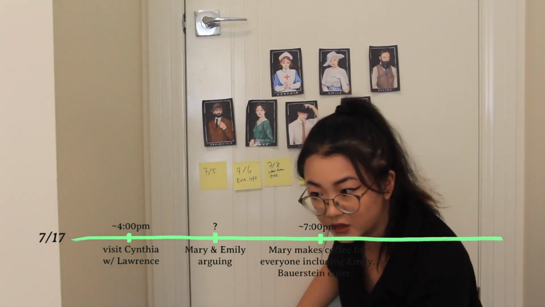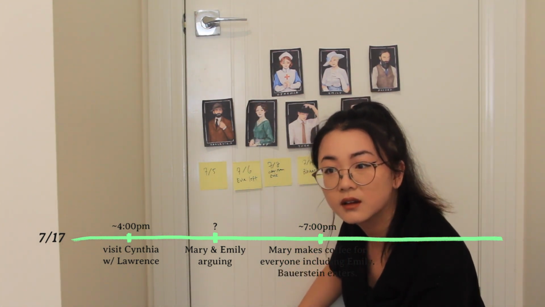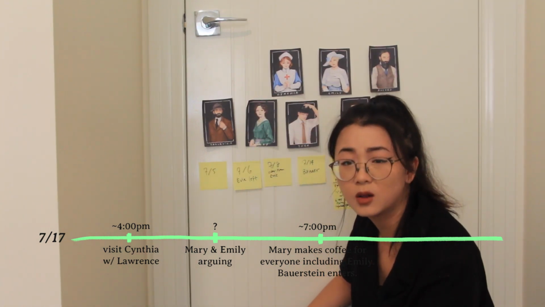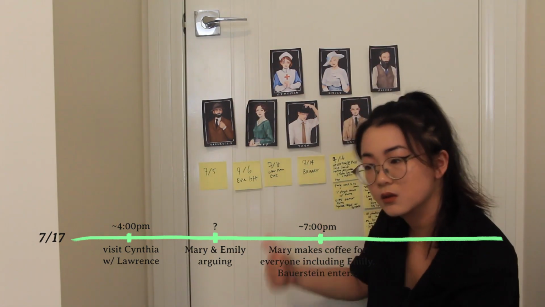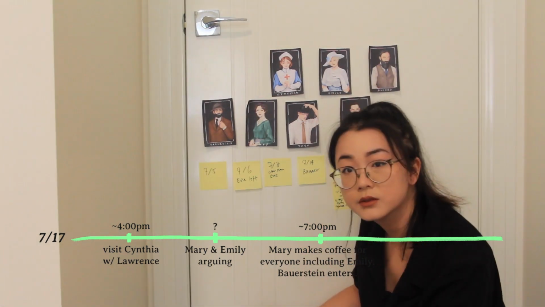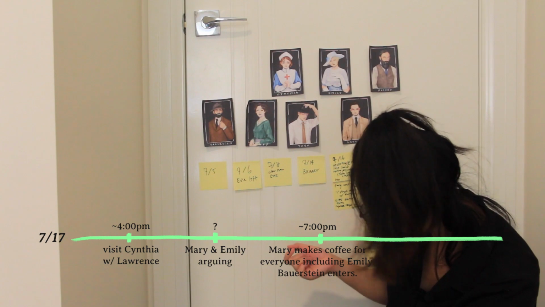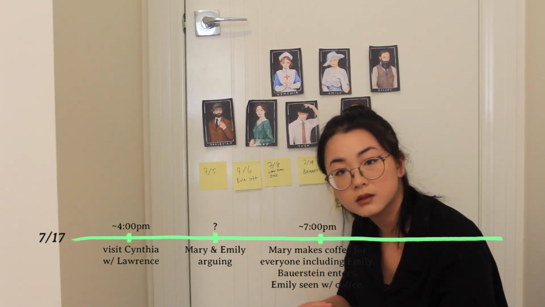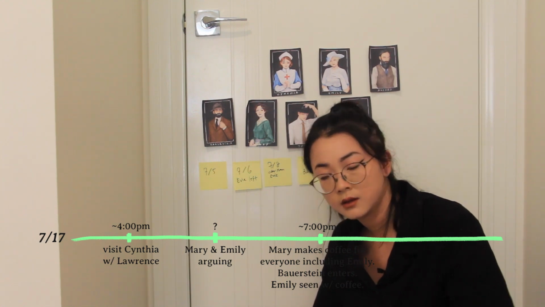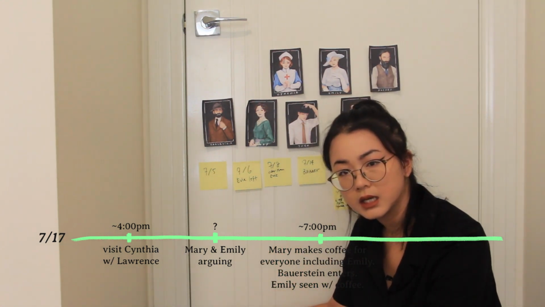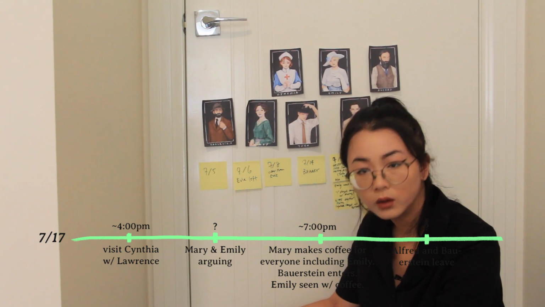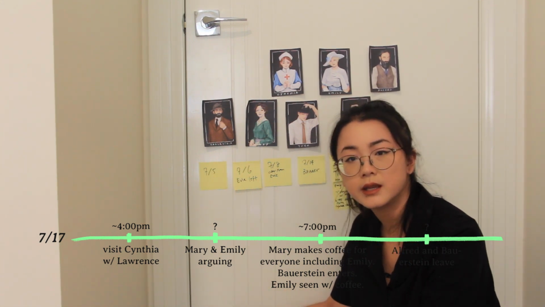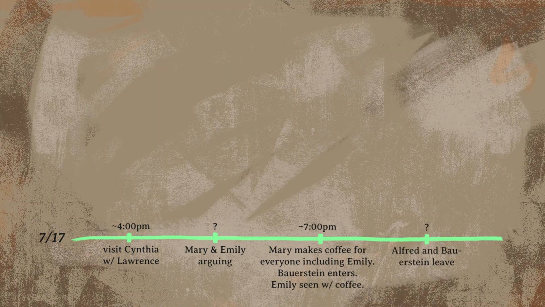First off, Dr. Bauerstein comes in covered in mud, which he explains by saying that he fell. I'm gonna call bullshit, but we'll see. The whole exchange with the coffee thing ends with the narrator, Cynthia, and John all seeing Emily with the coffee in her hands, but the coffee is untouched. And then another weird thing is that Alfred ends up leaving with Dr. Bauerstein, and it's specifically mentioned that he takes the key of the house.